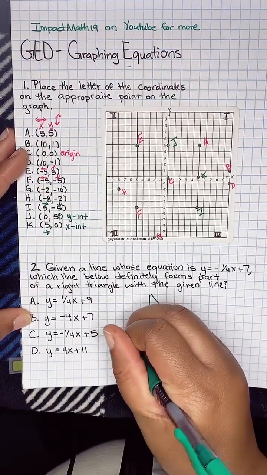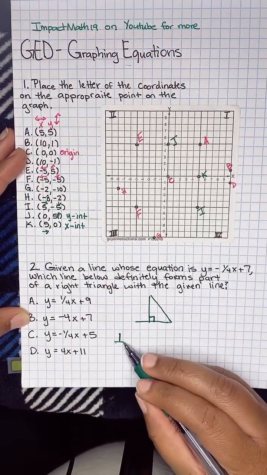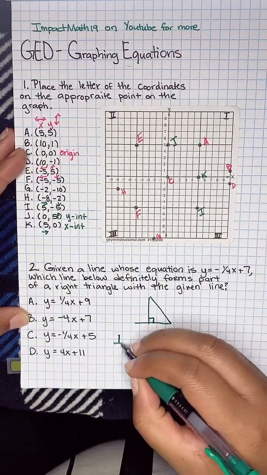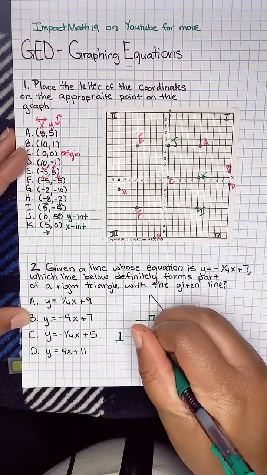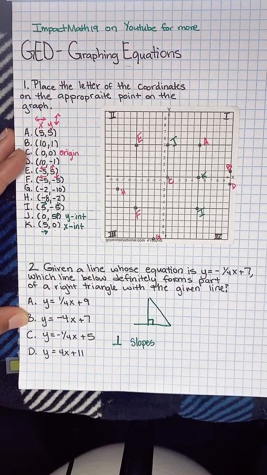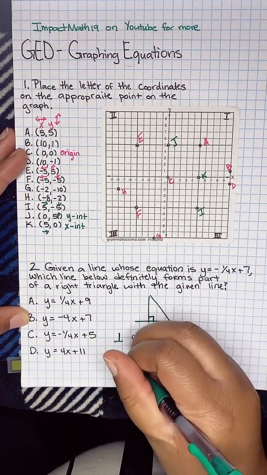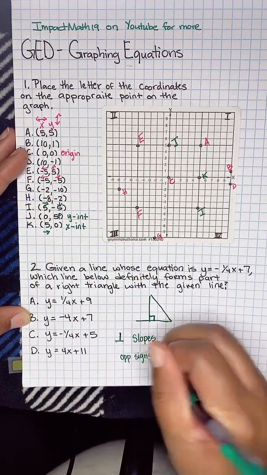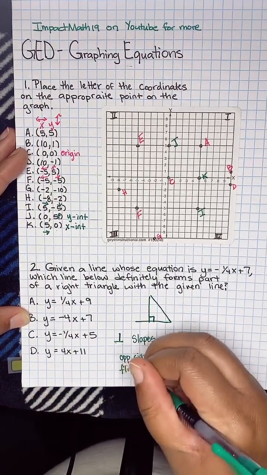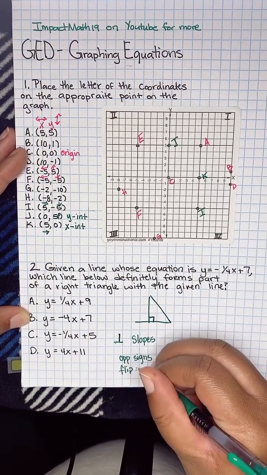So let's talk about perpendicular slopes, okay? If you see this symbol, that means perpendicular. And what you have to understand about perpendicular slopes is that they have to be opposite signs, and they have to be flips of each other, which is called reciprocals.